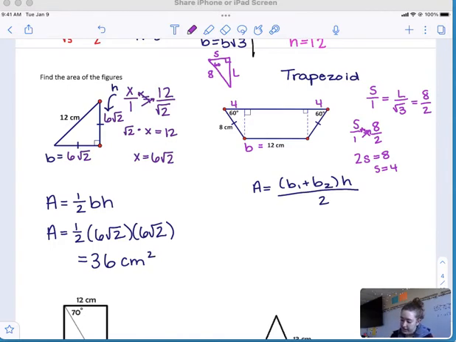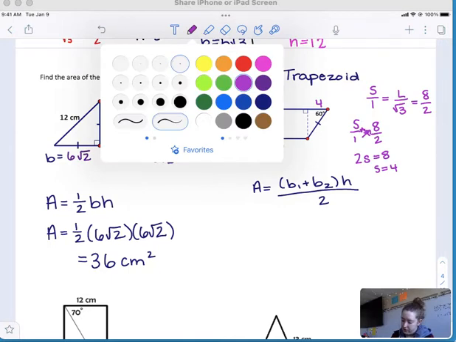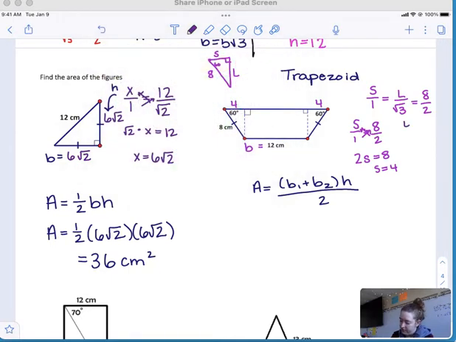To find the long leg, we'll do the same thing. Long leg over the square root of 3 equals 8 over 2. We'll cross multiply. 2 times L equals 8 square root 3. We'll divide by 2 and get 4 square root 3 for that long leg.